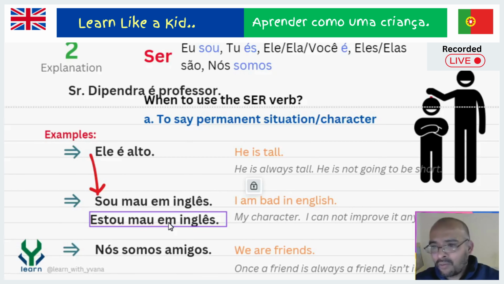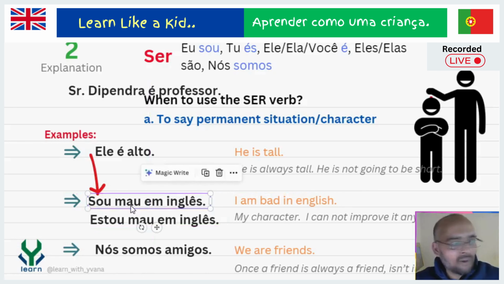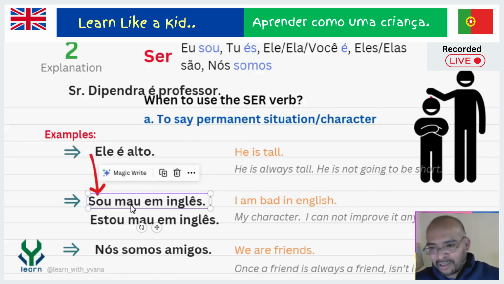So "é" is not temporary, so it is permanent. And "isto" is temporary. So it is a permanent character. If I say "sou mau" in English, it means that I am really bad in English and I cannot improve it anymore, right? So if I go to an interview and say "sou mau" in English, but actually what I want to say is that I am bad in English but I am improving, I have to use "isto", right?